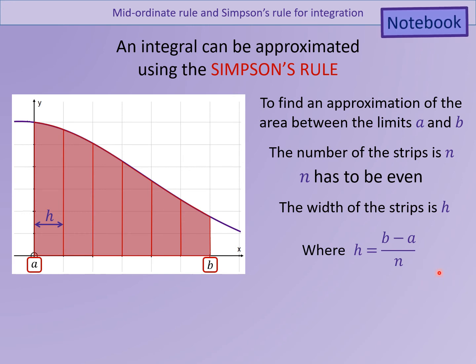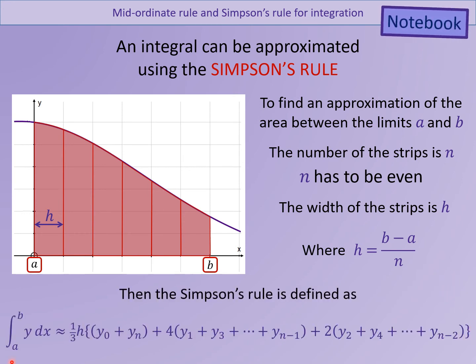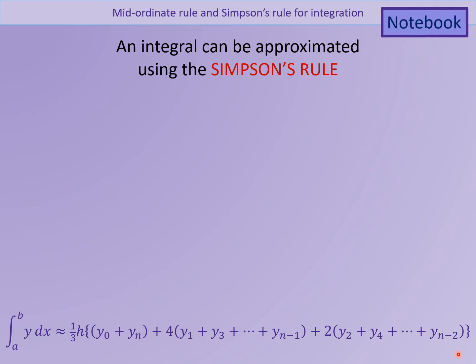Once you've got the width of the strips, the formula for Simpson's rule looks like this. You can see it's written very similarly to start with, but then there's a slightly different setup. You've got a third times h, times y0 plus yn, plus 4 lots of some of the other terms and 2 lots of some terms. Just pause there and take down what you need, and then we'll have a look at this formula in a bit more detail.